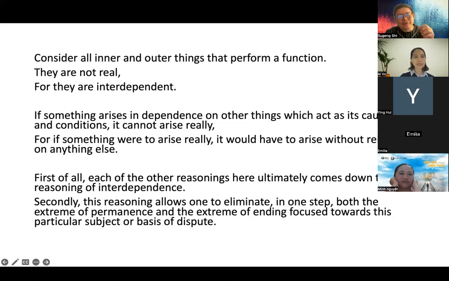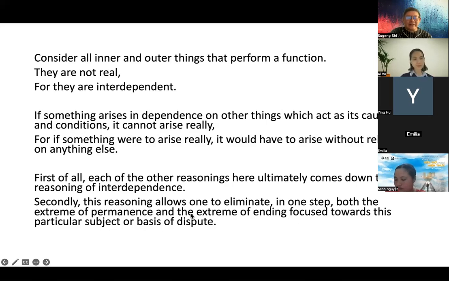So we always say that if you have a cause, you cannot stand on its own. So we say that all the reasonings, 1, 2, 3, 4, that we discussed just now, ultimately all come down to the reasoning of interdependence, cause and effect, dependent origination. And this reasoning allows us to eliminate in one step both the extreme of permanence and the extreme of ending.